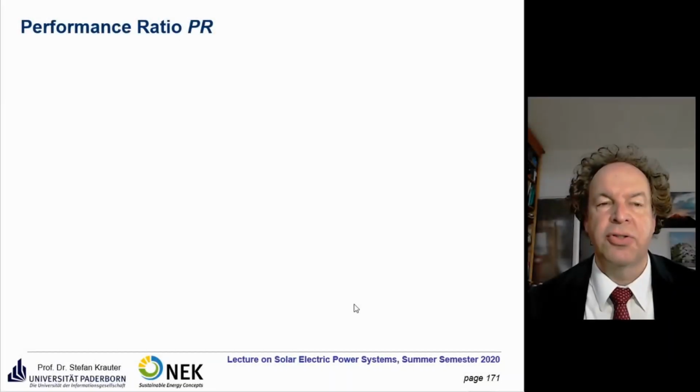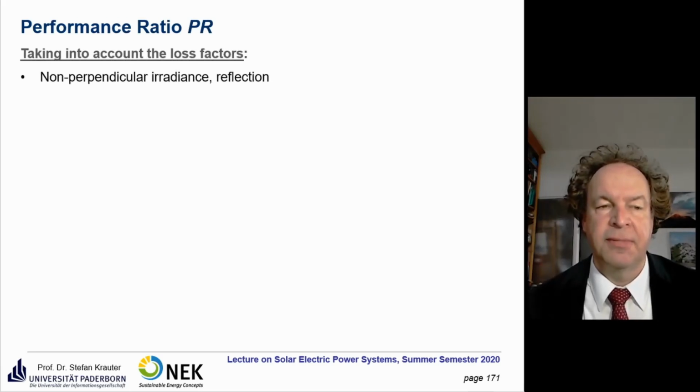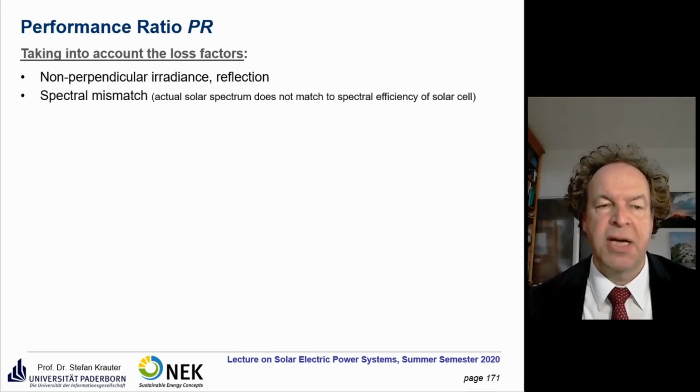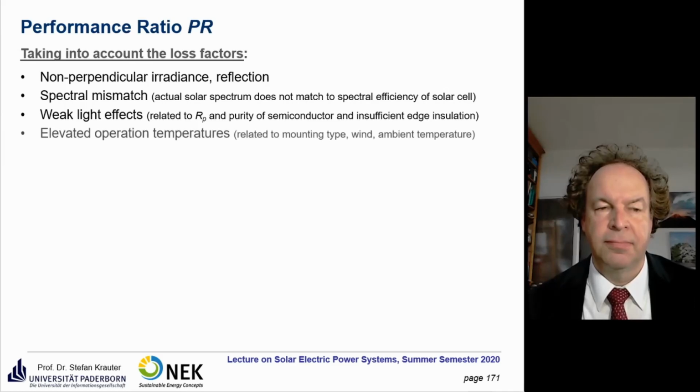We take into account all these effects within the so-called performance ratio. It takes into account all the different loss factors which we already discussed. That's the non-perpendicular irradiance reflection. That is the spectral mismatch, because the sun spectrum usually doesn't match the spectral efficiency of the solar cell. That is the weak light effect, which we discussed some minutes before. That's the elevated operation temperature.